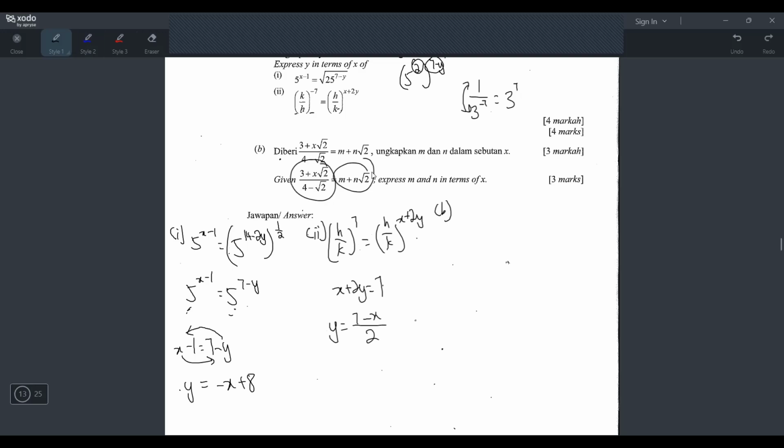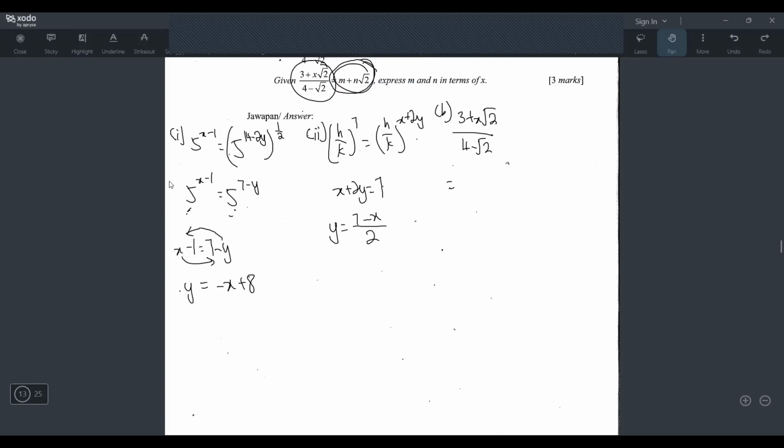Given this thing equals to this, express m and n in terms of x. So what I will need to do now is rationalize. Yeah, very straightforward. So 3 plus x square root 2 over 4 minus square root 2, right? What we want to do now is rationalize this so that later it becomes this form. And after it becomes this form, we can compare and find out the m and n. Okay, how to rationalize this? Rationalize means we want to remove the square root at the denominator. We want to get rid of the square root at the bottom.